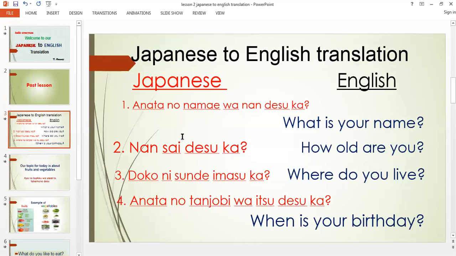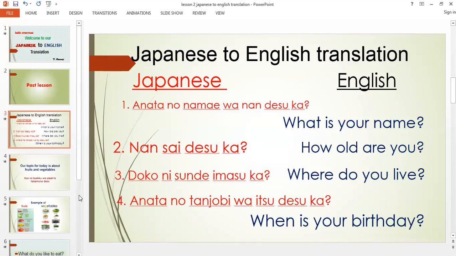Okay, I will say it again. Anata no namae wa nan desu ka? What is your name? Nansai desu ka? Number two, how old are you? Doko ni sundaimasu ka? Where do you live? And anata no tanjibi wa itsu desu ka? When is your birthday?